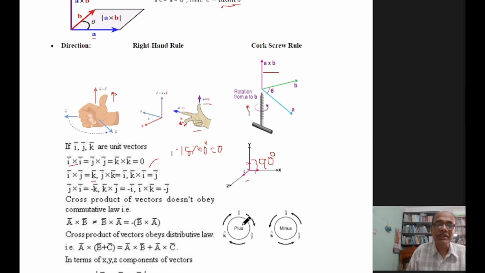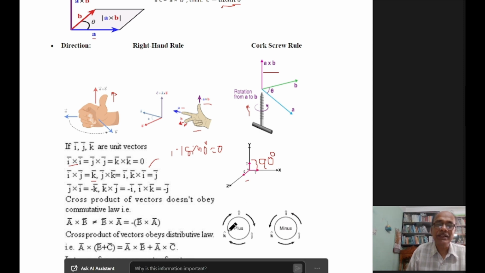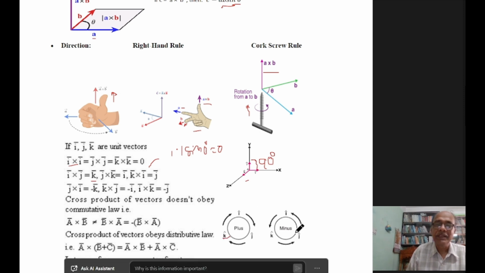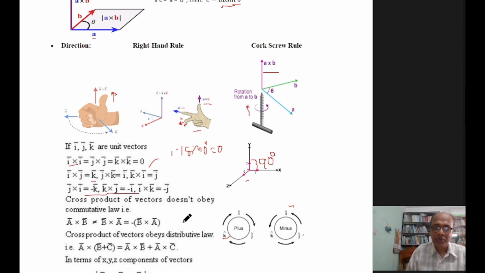Now how do we remember that? Here you see, if we take i, j, k in a cycle, and if we get i then j, the result will be k. If j then i, it will be minus k, by which we get this.